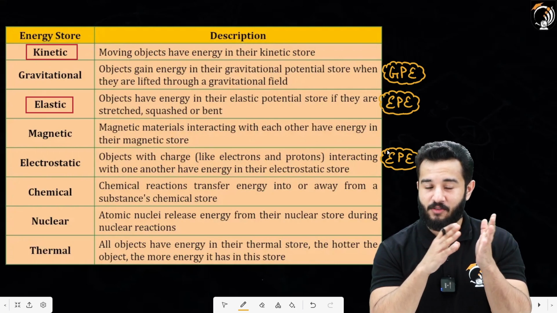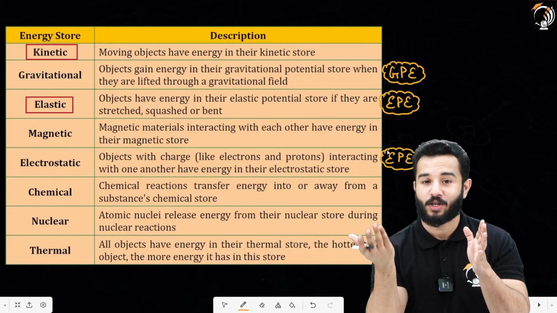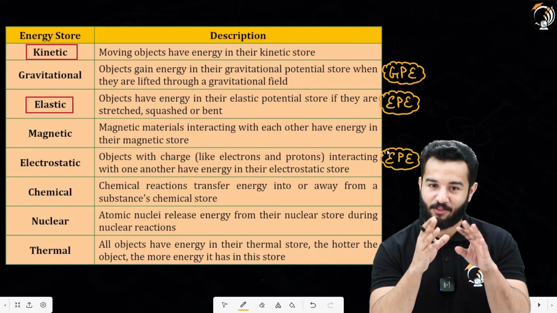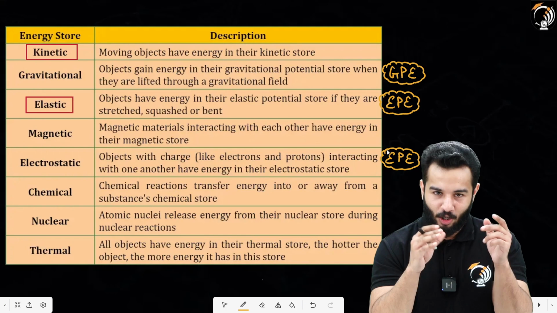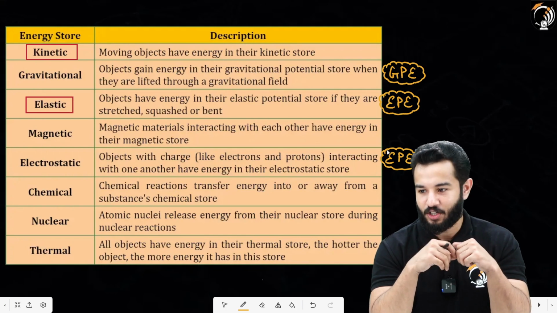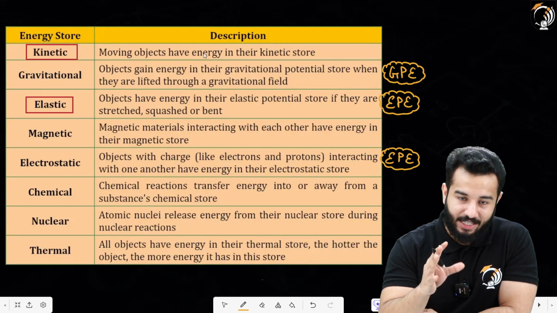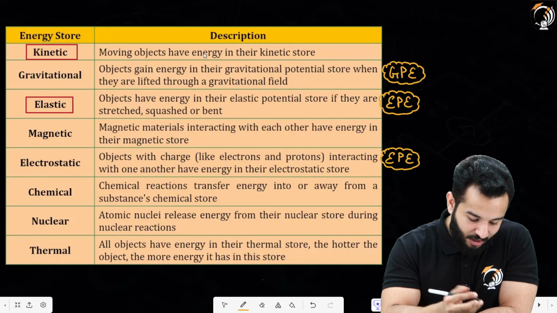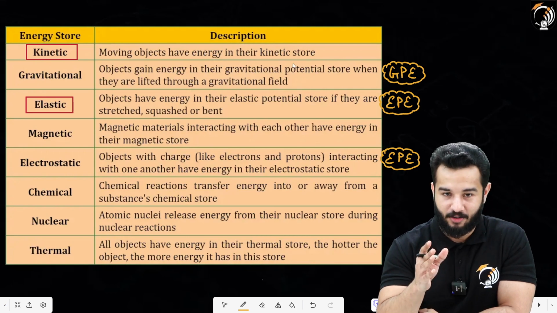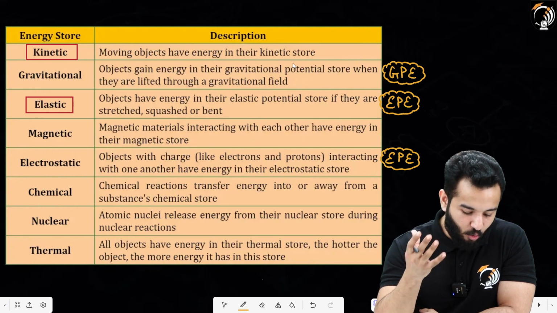So we have to tell what's the flow. Kinetic energy is changing into potential energy, or potential energy is changing into kinetic, and further it is getting changed into heat. So first we must remember the definition of these things. Kinetic energy: moving objects have energy in their kinetic store. I have already told you. Gravitational: objects gain energy in their gravitational potential store when they are lifted through a gravitational field.